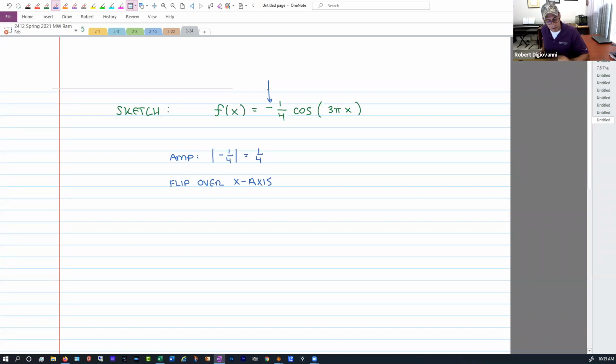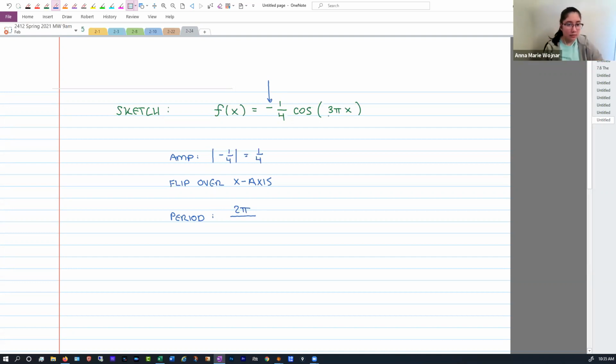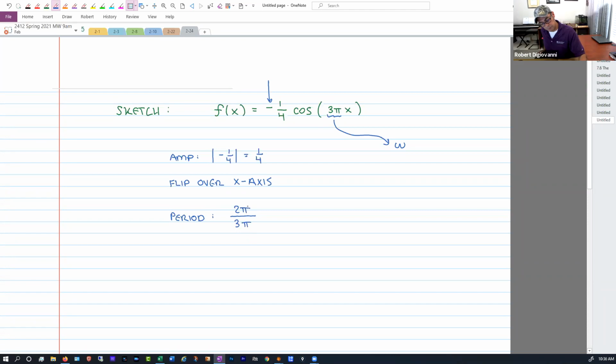And then what about the period? The formula is 2 pi divided by omega, or W. What's omega for us? 3 pi, right? So it's the whole thing. That's omega. It's everything in front of x. And then would the pi's cancel out? In this case, the pi's would cancel out. And you get 2/3.